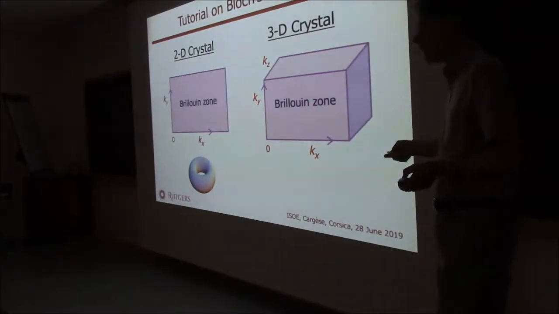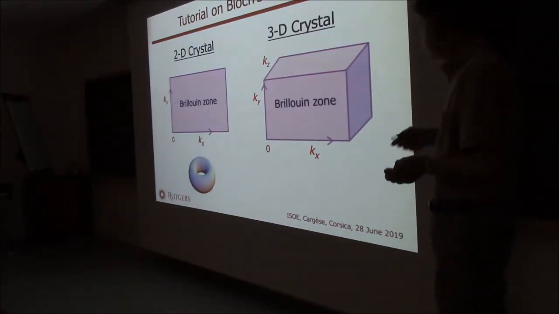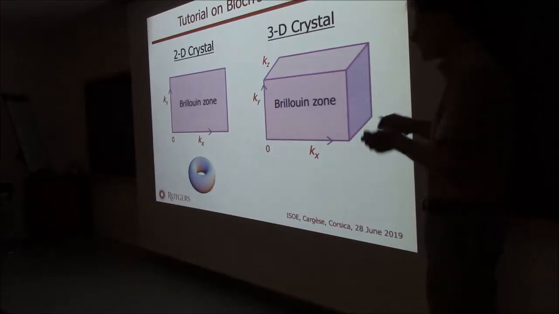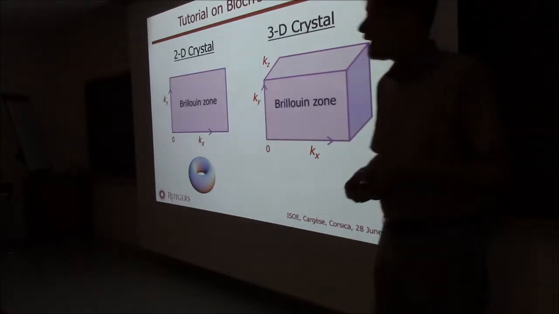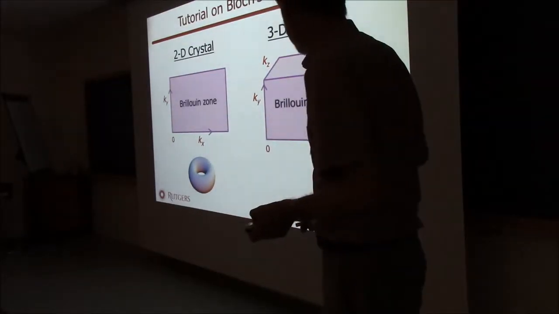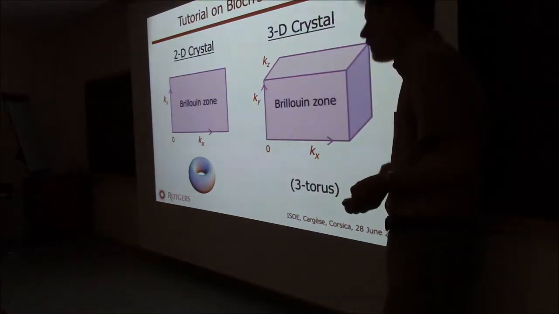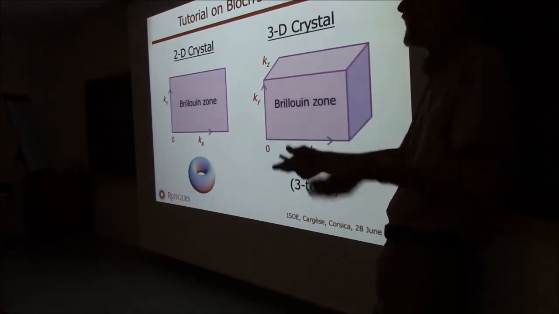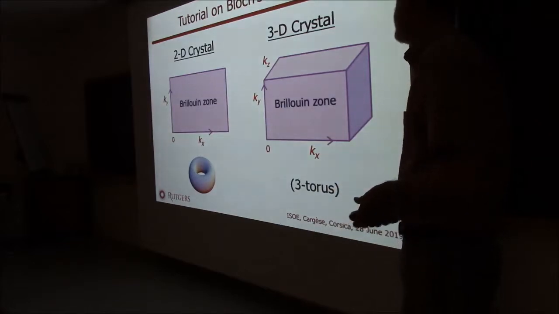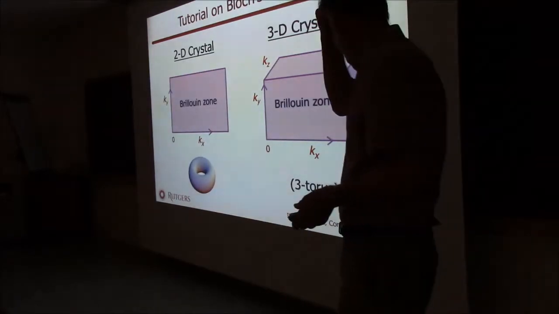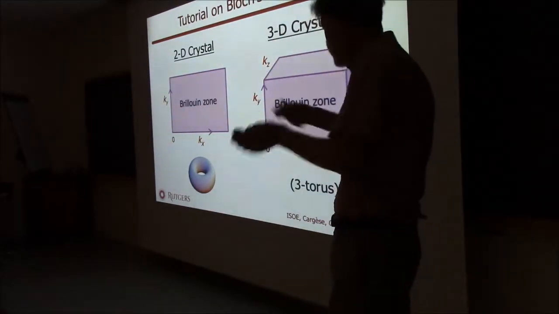Brillouin zone. The left face and the right face can be wrapped together, and the top and the bottom can be wrapped together, and the front and back can be wrapped together. And that makes a mathematical object called the 3 torus. And here I just wrote 3 torus because I have no idea how to draw a 3 torus on a 2-dimensional screen. But anyway, you imagine what that is.